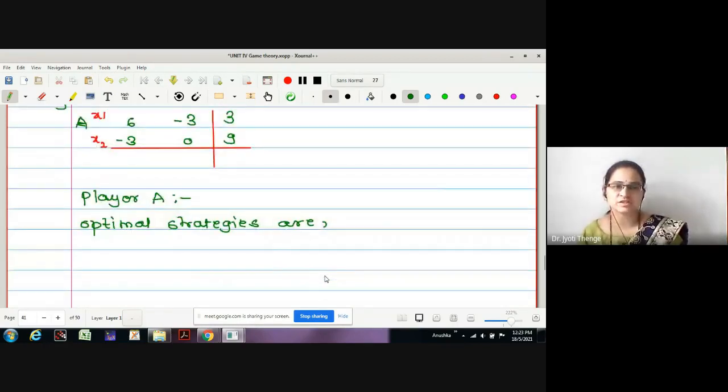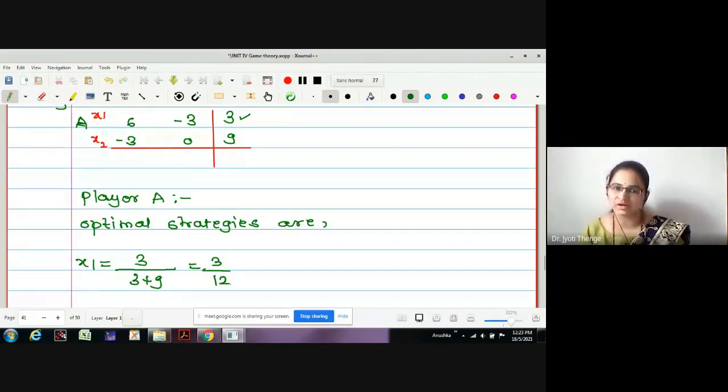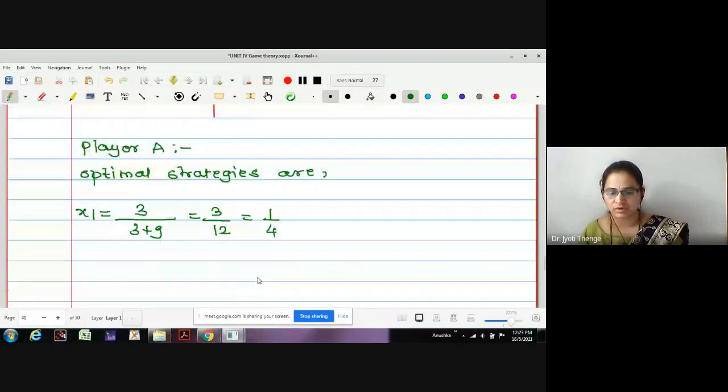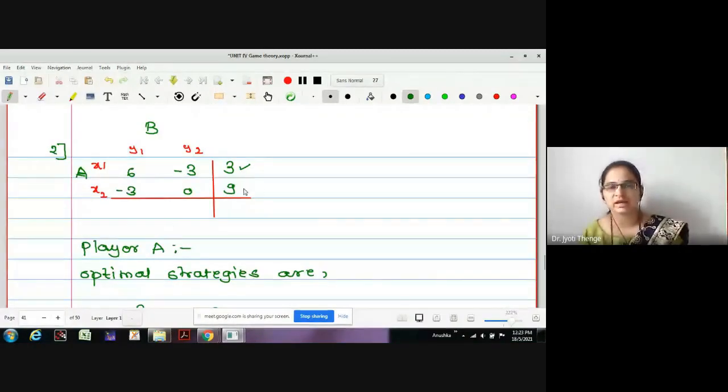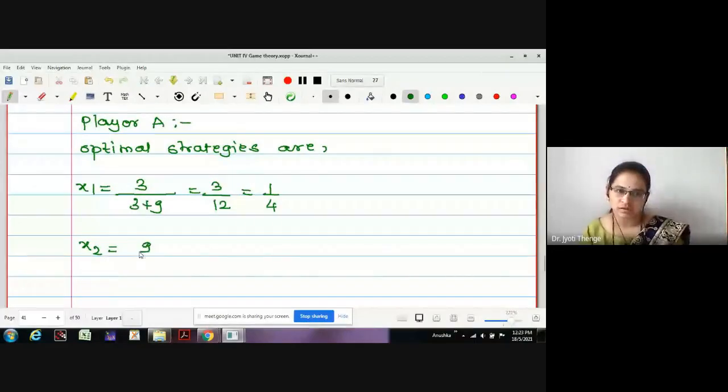What are the optimal strategies for player A? That is the values of probabilities. What is the value of x1? X1 has 3 as its number, no? Therefore, this is 3 upon the sum of these two, 3 plus 9. How much is the value? 3 by 12. Therefore, in terms of probabilities, this is 1 by 4. What for x2? This is 9 upon 3 plus 9, so this is 9 by 12 and this is 3 by 4.